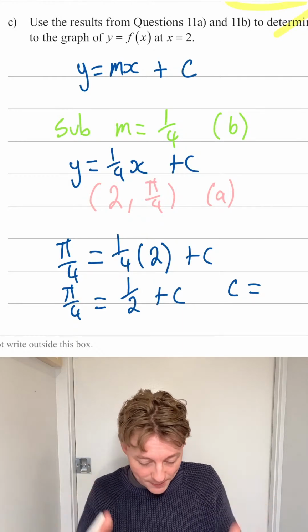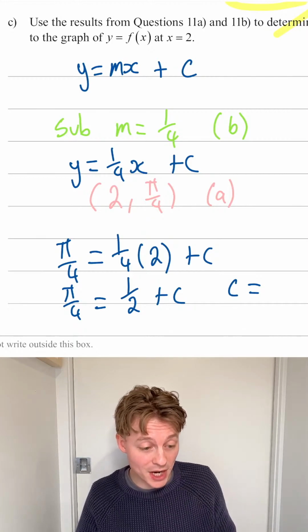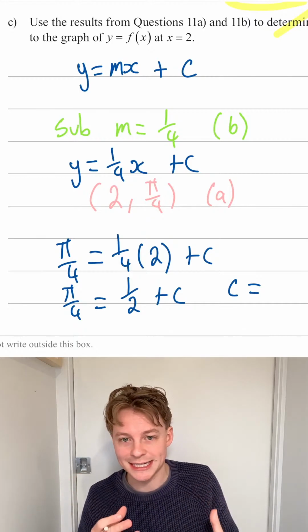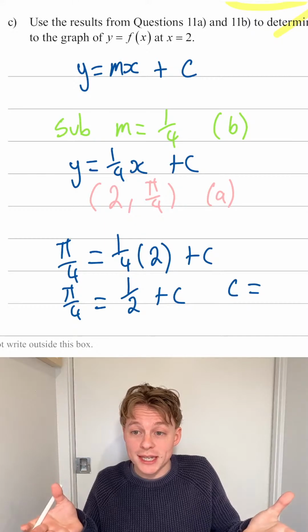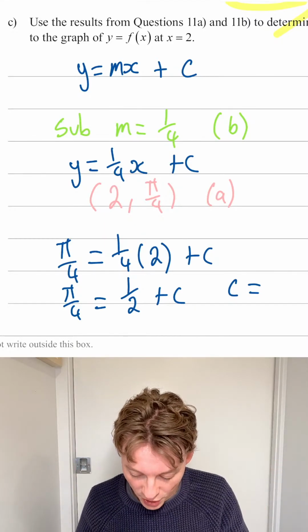So I get pi on 4 equals a half plus c. This is a tech-free paper. I do not have a calculator. I can't get a decimal answer here. My only choice is to leave things in exact numbers, and we love exact numbers as math teachers. So I'm going to scroll across here.